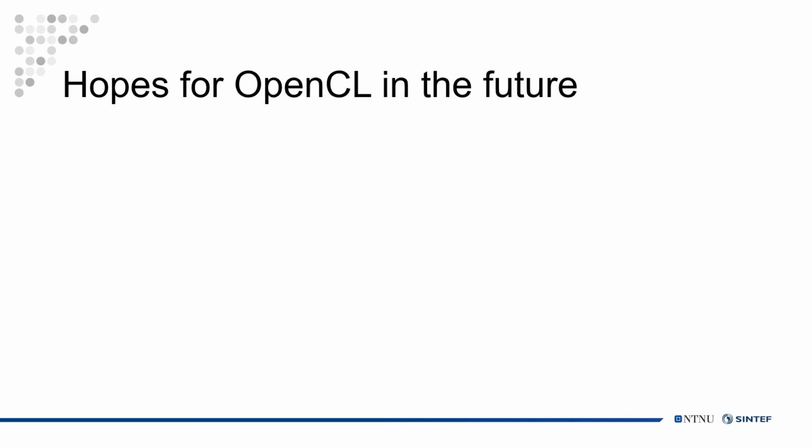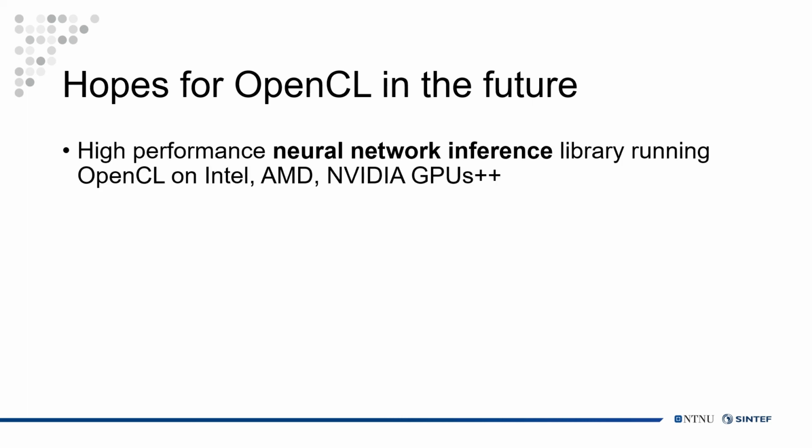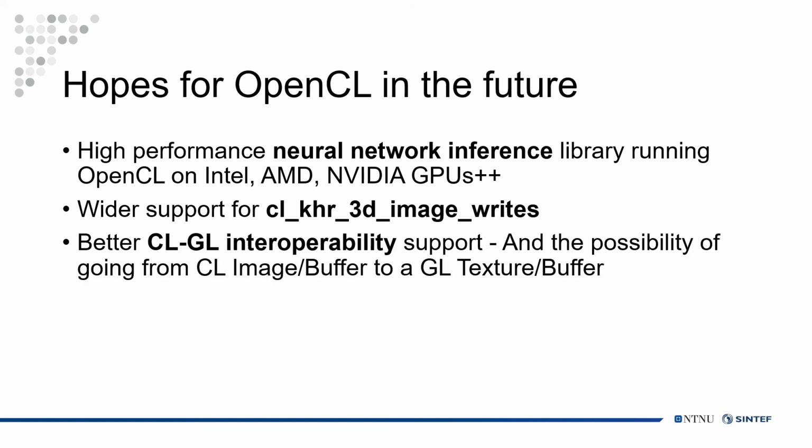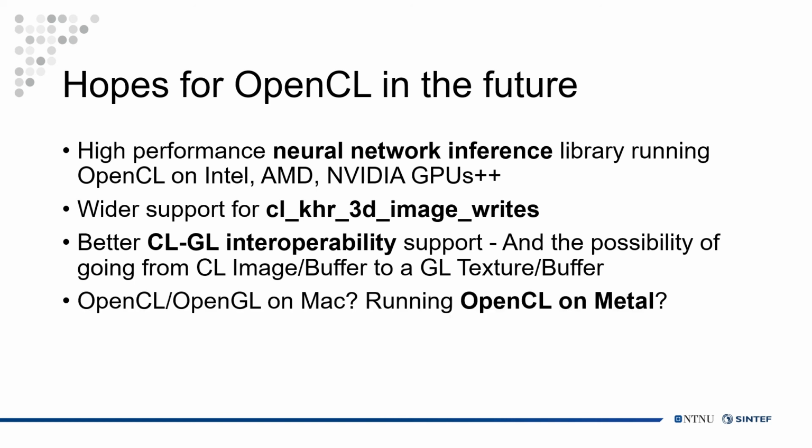My hopes for OpenCL in the future is that we get a high-performance neural network inference library running purely with OpenCL and running on all major platforms. I hope we will see better support for the 3D texture writing extension, which is essential for 3D medical imaging. I also hope we will see better OpenCL, OpenGL interoperability, and also the possibility of going from OpenCL data to OpenGL data, and not just the other way. Finally, I hope to support Mac again in the future, maybe with the possibility of running OpenCL on Metal.